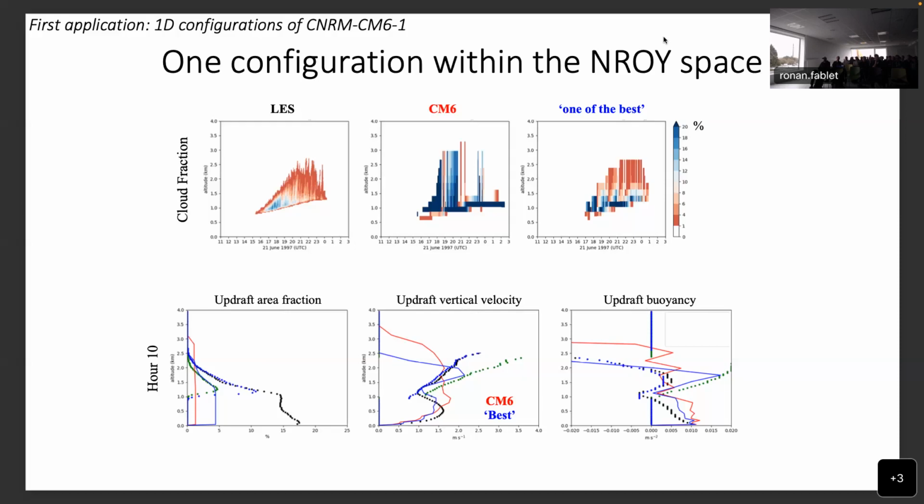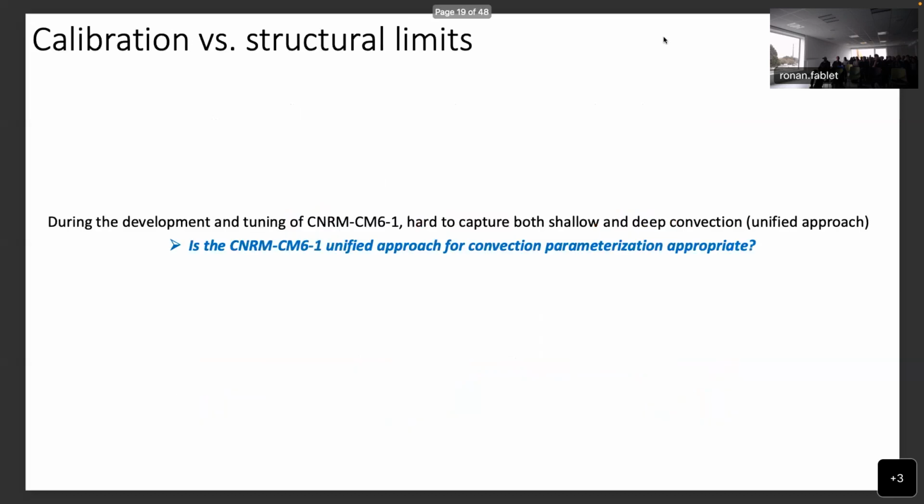So the blue line is the improved version. The dots are different estimates done with a large eddy simulation for those parameters: the updraft area fraction, the updraft vertical velocity, and the updraft buoyancy. And we see that we improve quite significantly the response of the convection parameterization without taking into account these internal parameters. So from that, I show you that we can have a better calibration of the model for these specific shallow cumulus cases.